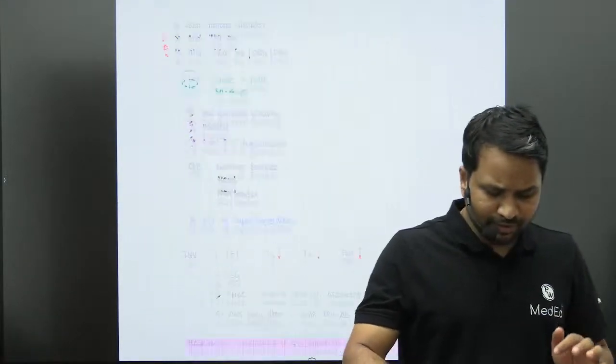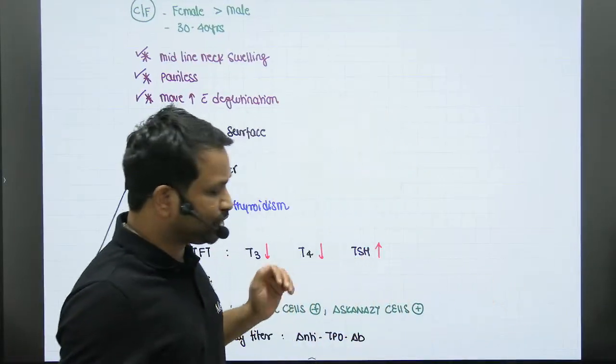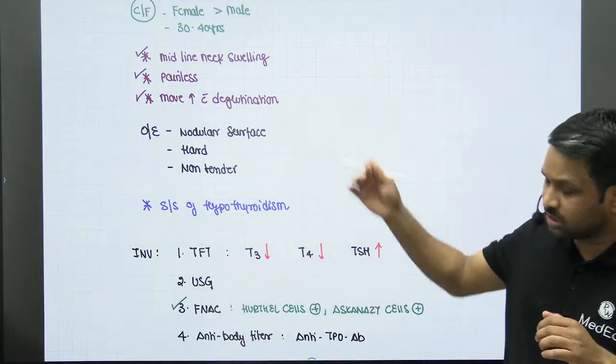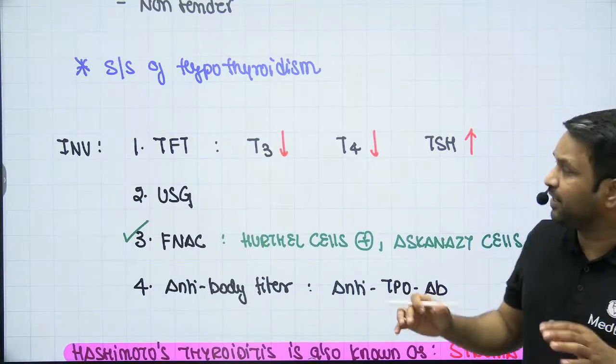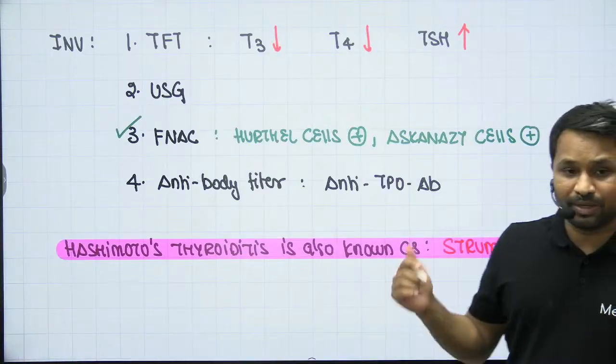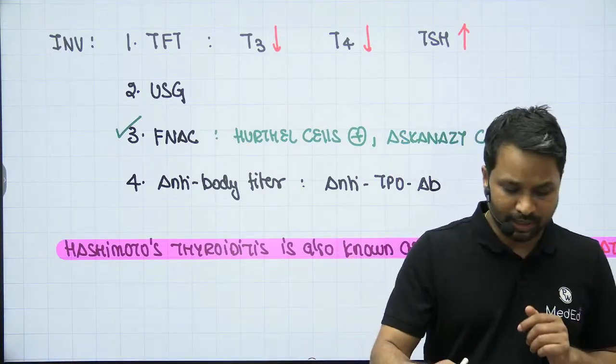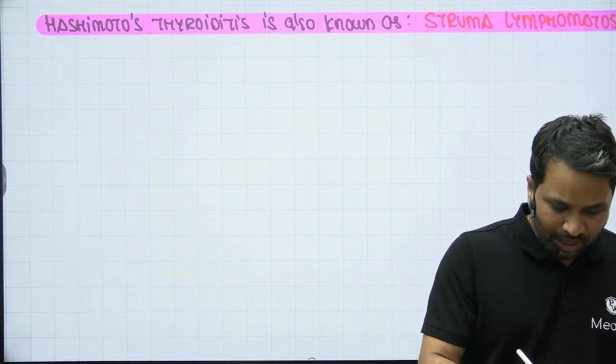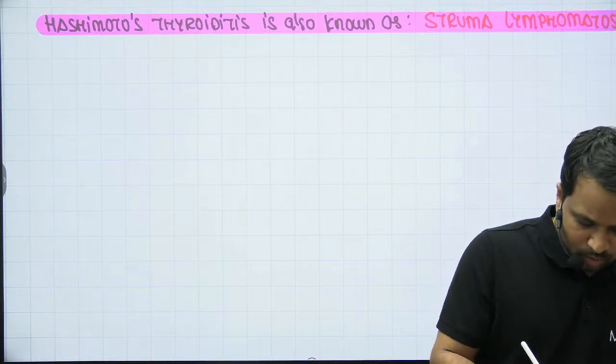Now, this is what we have been discussing in terms of presentation, how it is going to look. So you will have a patient who will eventually have features of hypothyroidism with a swelling in the midline of the neck. We worked it up. Now I got the diagnosis of Hashimoto's thyroiditis. Now, when you have a patient with Hashimoto's thyroiditis, how do you manage?